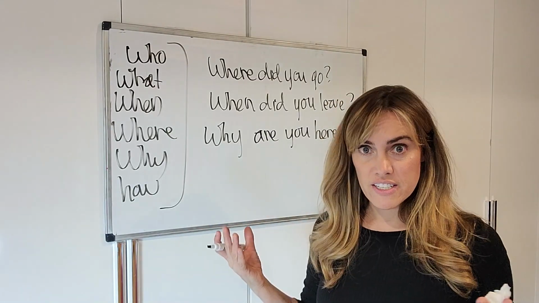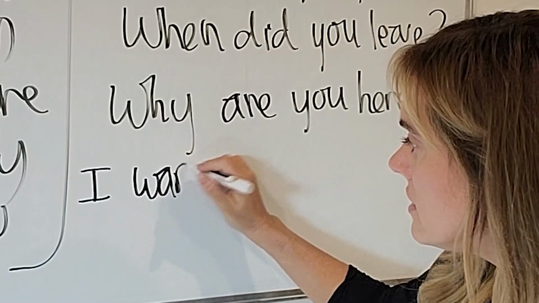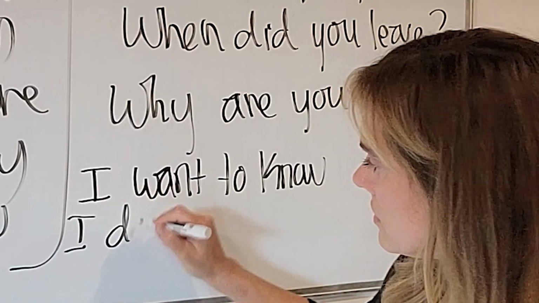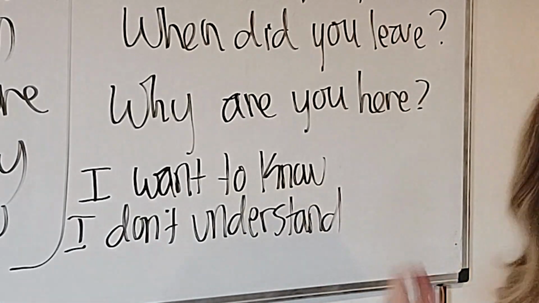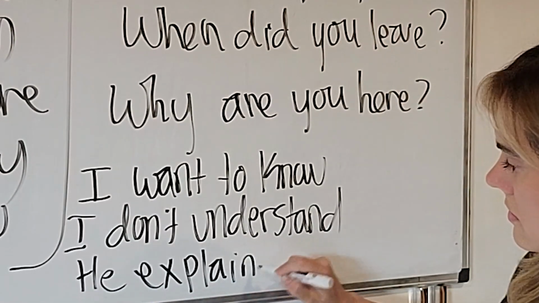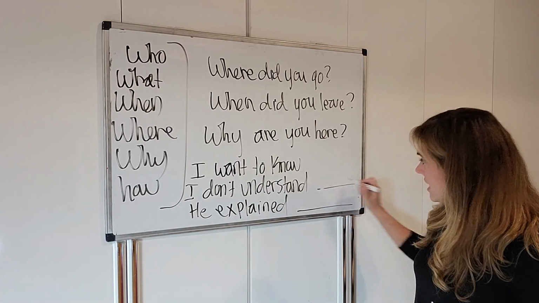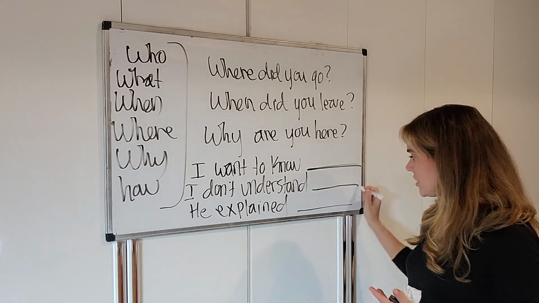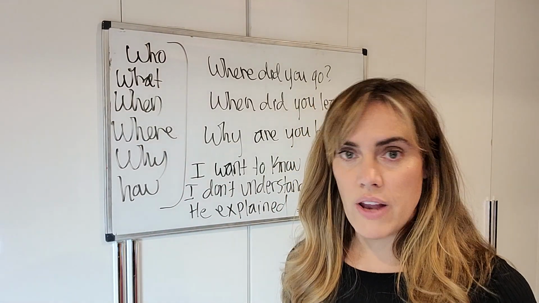So we first need to start our sentence with a subject and a verb and say something like, I want to know, or I don't understand, or he explained, whatever. Or you see, I have the beginning of a sentence, but I didn't finish it. I can finish that sentence with the WH noun clause.